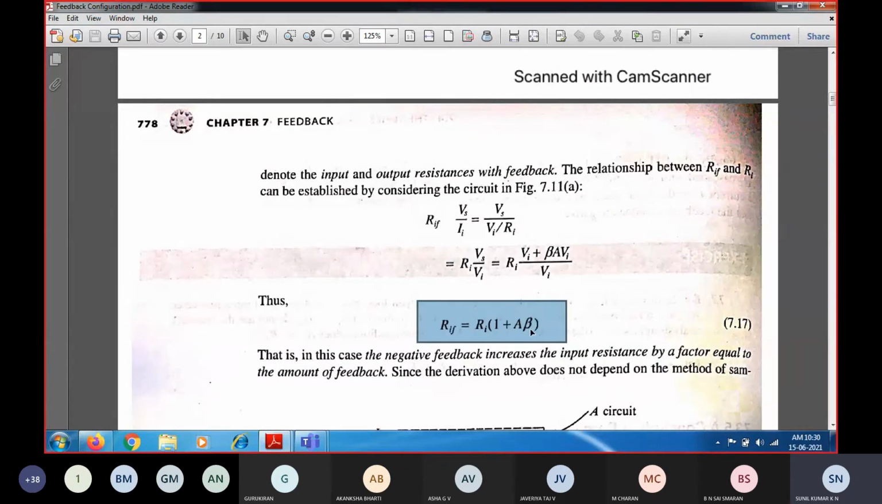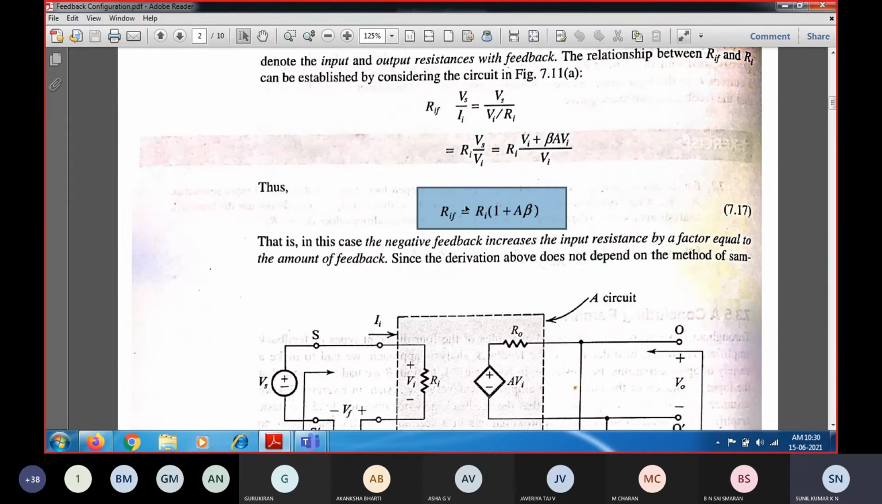A and beta will always be greater than 1. So Ri multiplied by A into beta gives the input resistance with feedback a very large value. Is it clear? So this is how the feedback is going to control the input and output impedance.